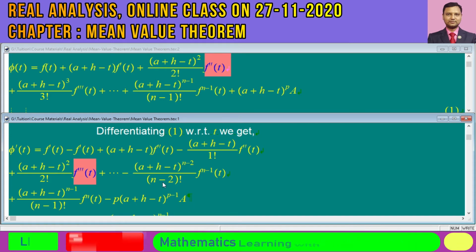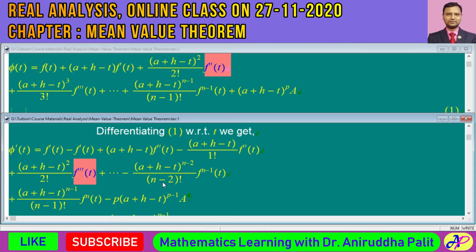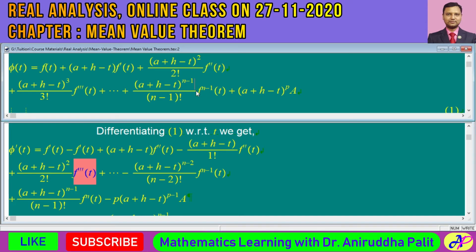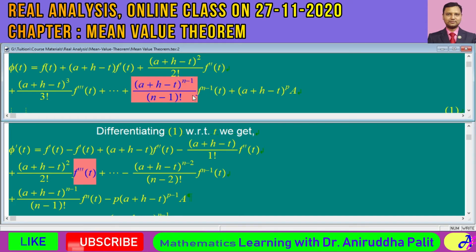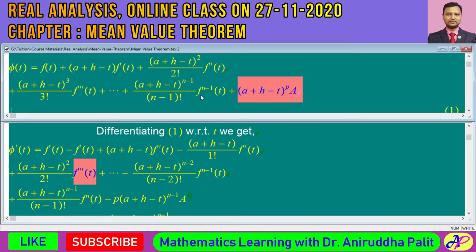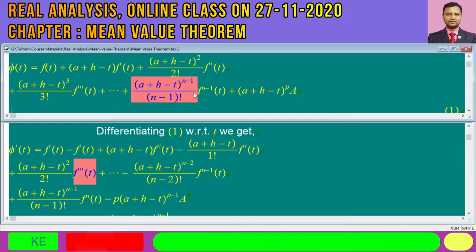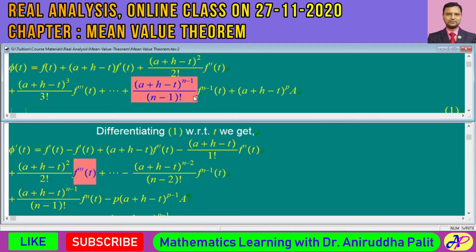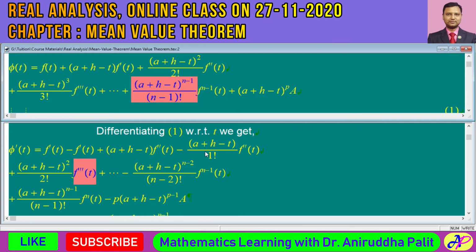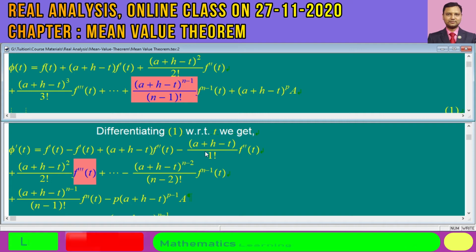Now we continue the technique in this fashion, and finally in this last derivative, in this second last term, we observe that this is again the product of two functions. This is the first function and this is the second function, so we differentiate it with respect to t. Then what do we have?